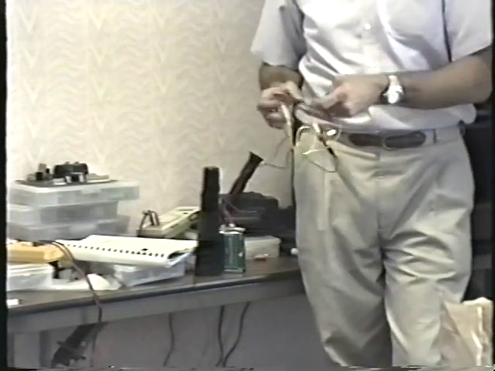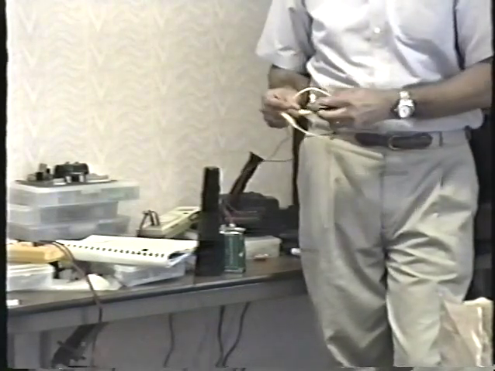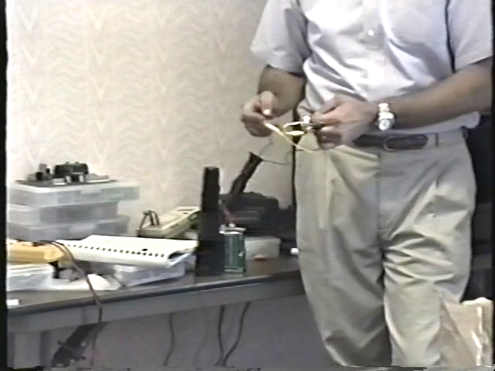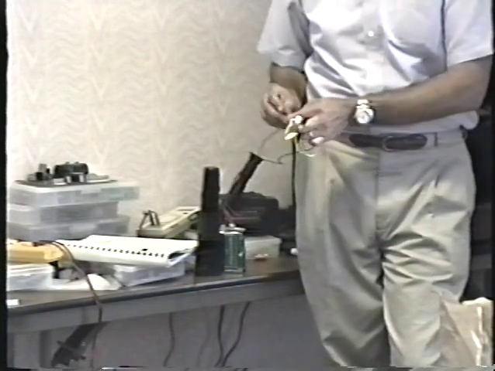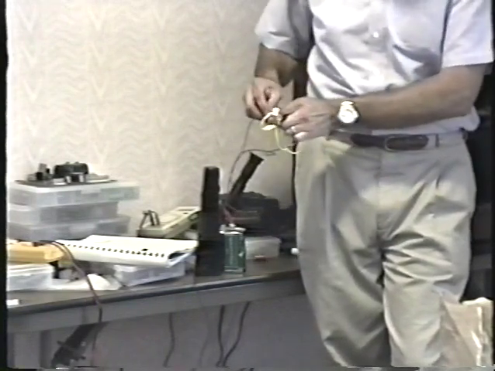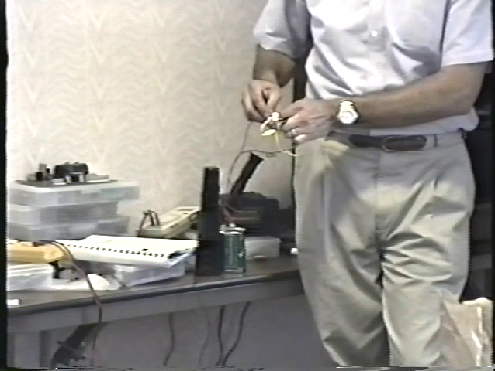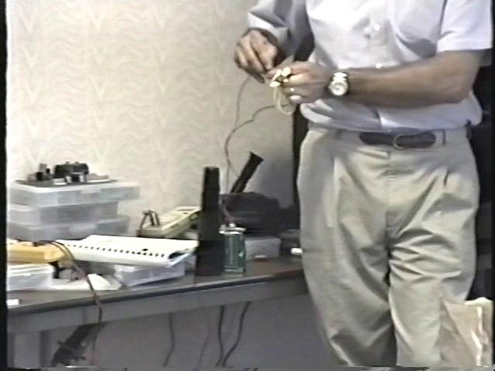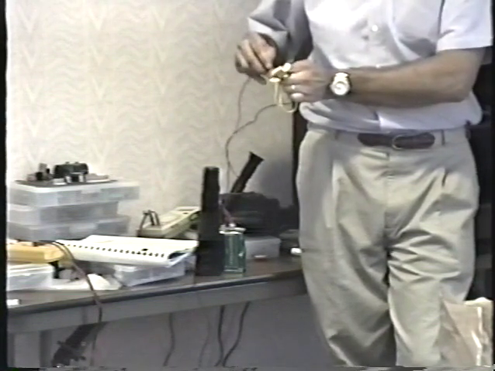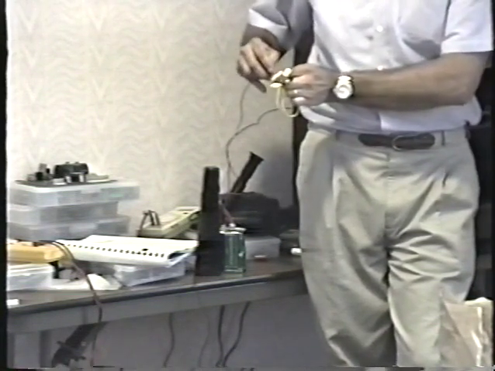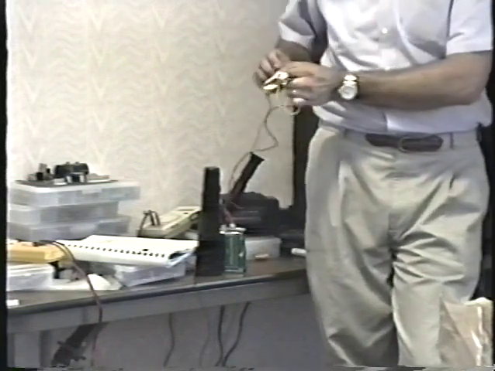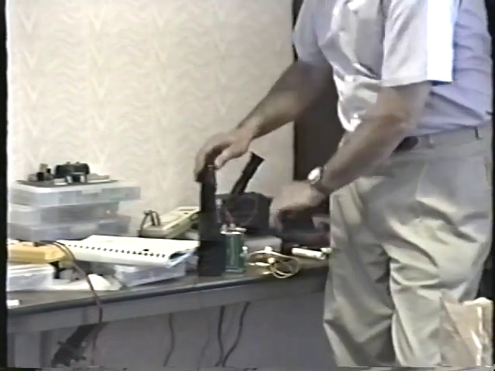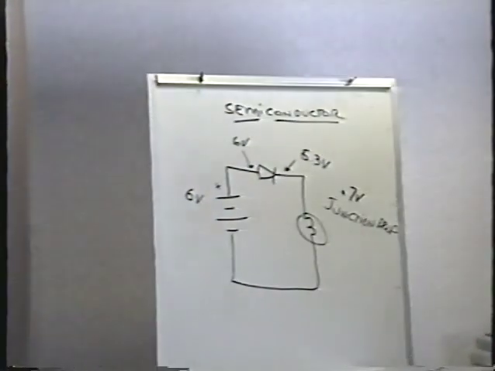And I can show this junction drop to you. Watch the lamp. As I short the diode out, you'll see that the lamp will get just the tiniest bit brighter. I'm just shorting the diode here. You can see it gets a little bit brighter. What I'm doing, by shorting the diode, is eliminating that junction drop. So it does take approximately 0.7 of a volt to activate the diode and to allow it to conduct.